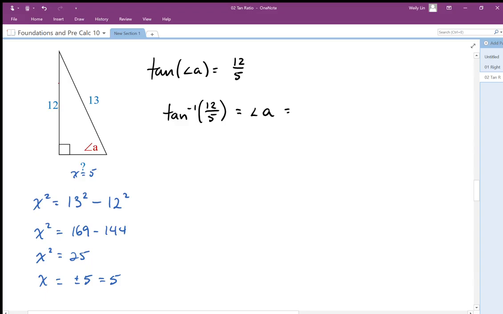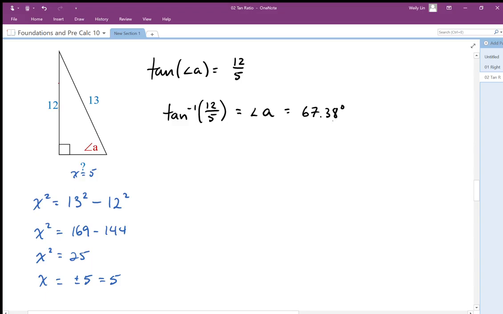Okay, so keep that straight. It's going to be very important. So we're going to do inverse tan of 12 divided by 5, and that gives me an angle of about 67.38 something. I'm just going to round that to 38 degrees.